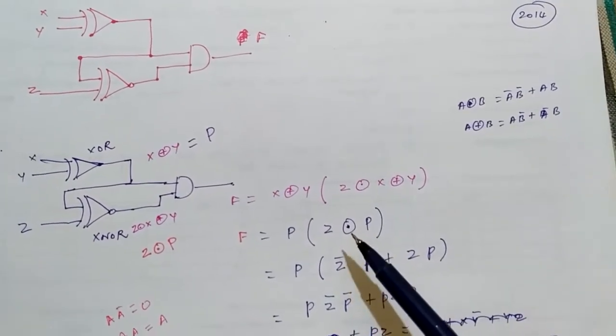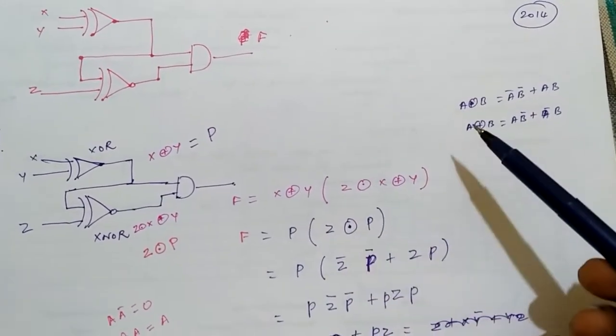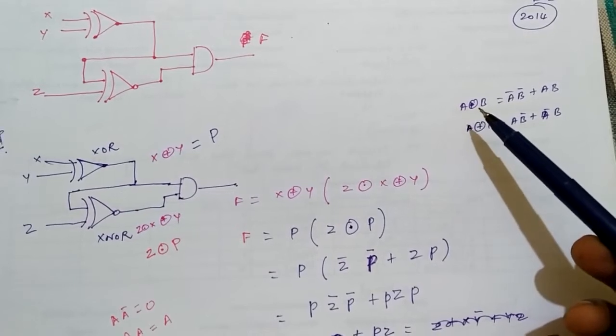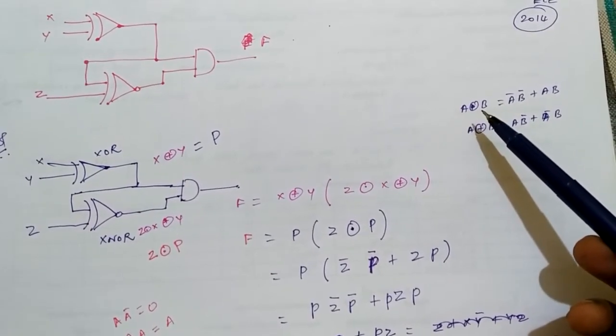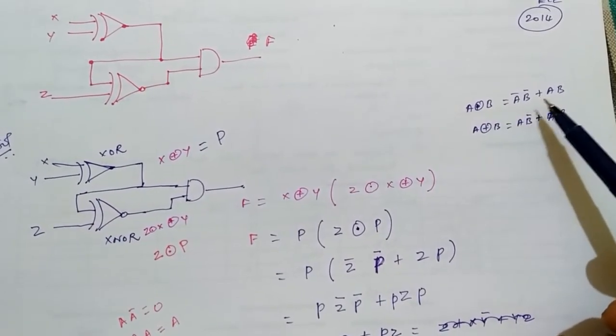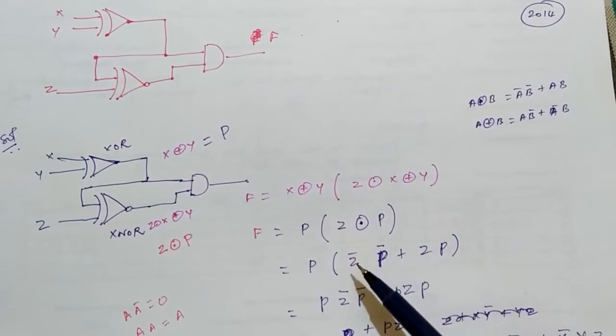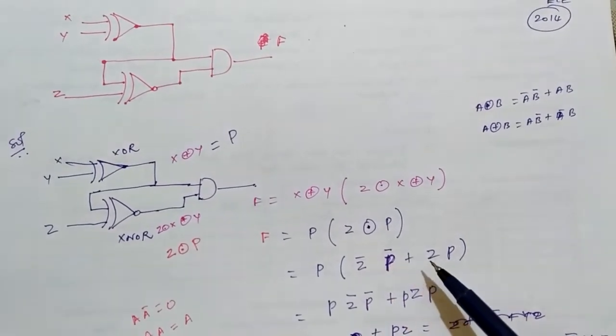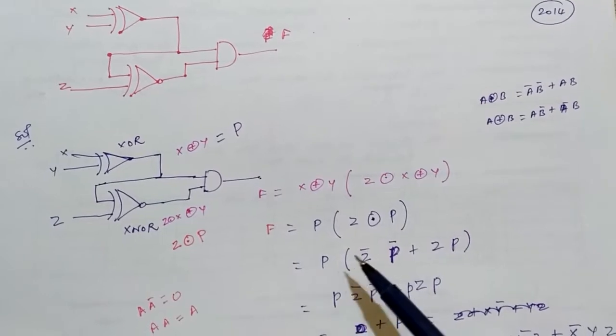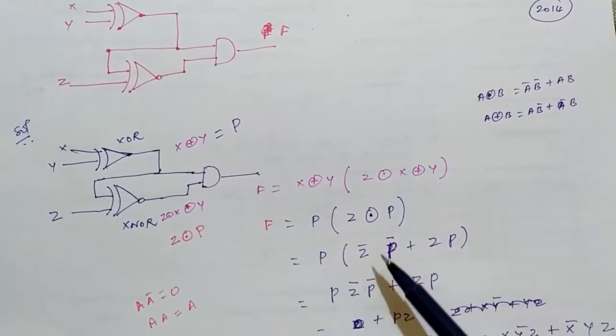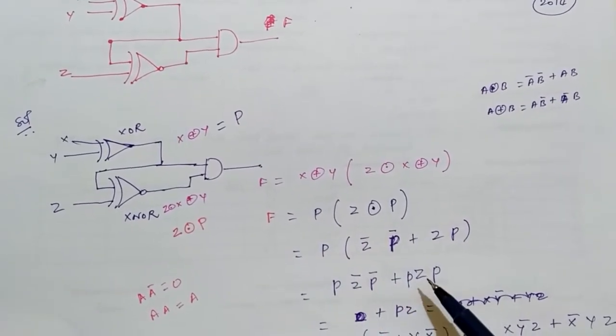Now we substitute using the XNOR formula, that is A XNOR B is equal to this formula. So using that formula we expand: Z bar P bar plus ZP. So multiply this P inside, this P goes inside. So we have the answer like this.